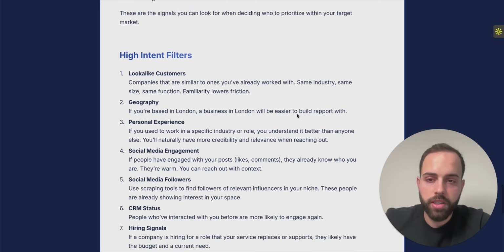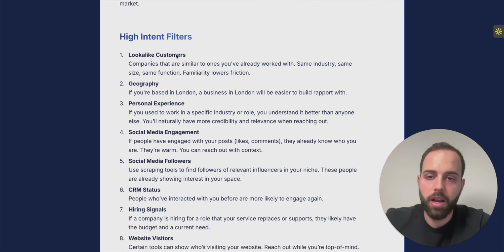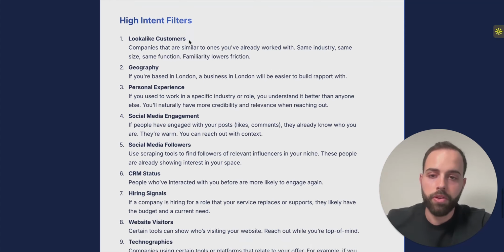So the first high intent filter is lookalike customers. So companies that are similar to the ones you've already worked with. Same industry, same size, same function, because familiarity lowers friction. So if you're a cold email agency and you've worked with other marketing agencies, specifically Google Ads or Meta Ads, it makes sense for you to run a cold email campaign targeting other companies like the ones that you've previously gotten results for.